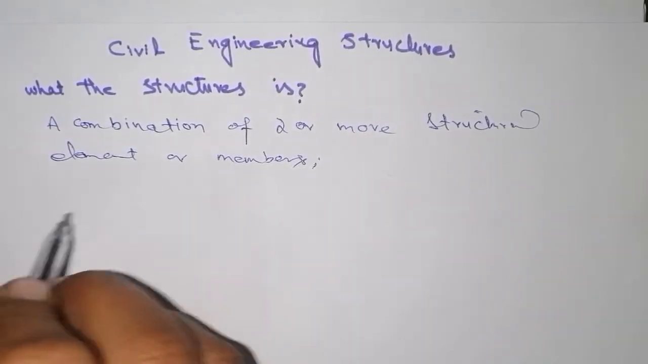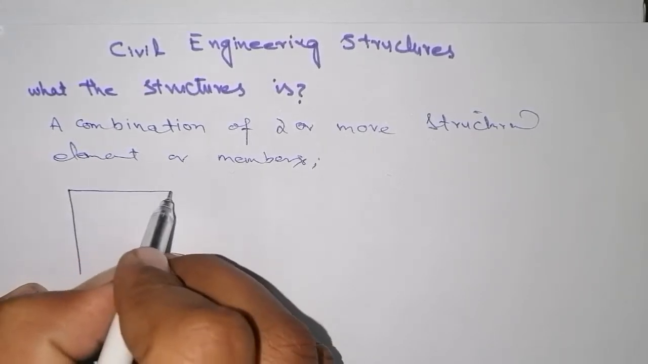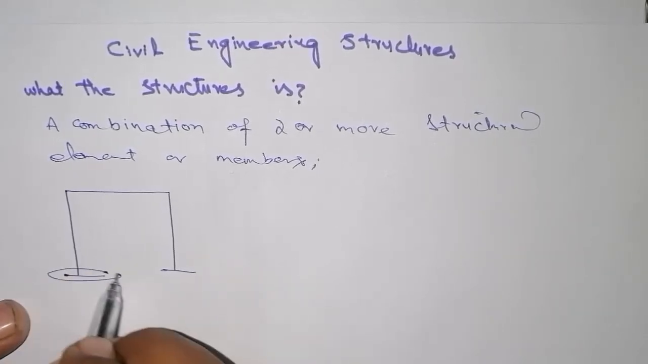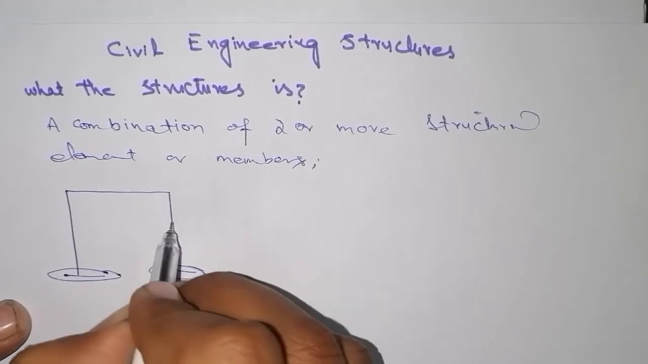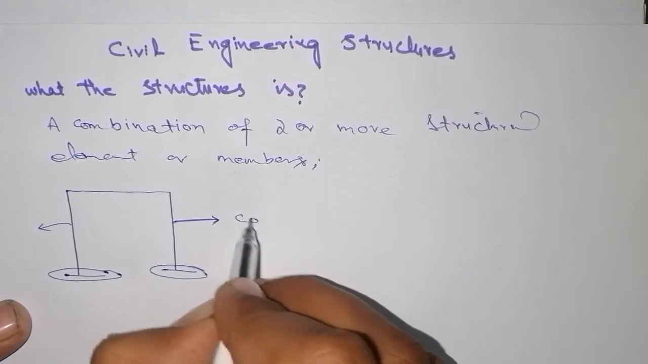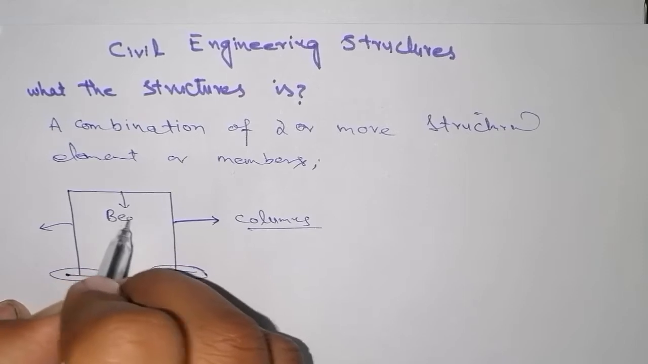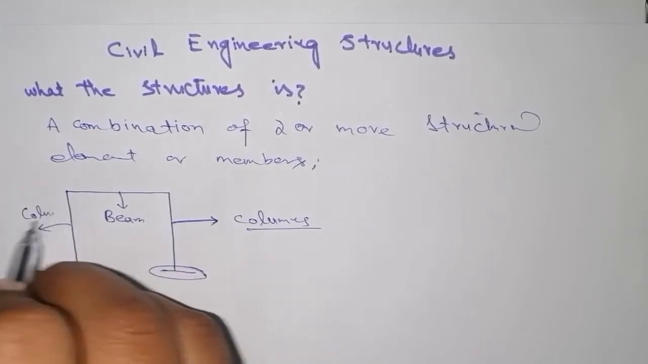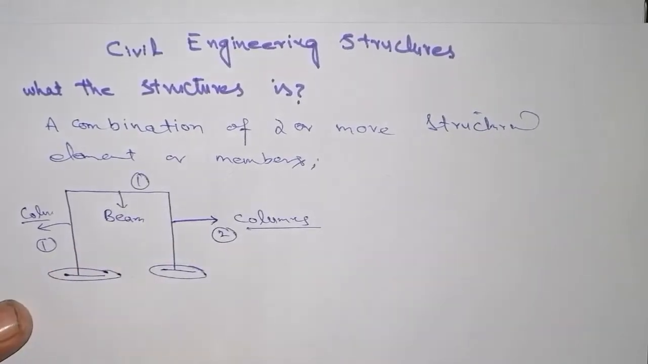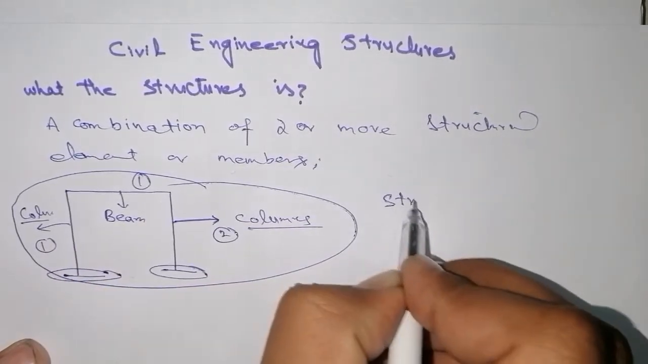Suppose we want to make a simple frame, then this frame will be like this. These are supports at the end. So these two structural members are known as columns, and this member is known as a beam. This is also a column. So we can say that this is column 1, this is column 2, and this is beam 1. So this combination of structural members is known as a structure.